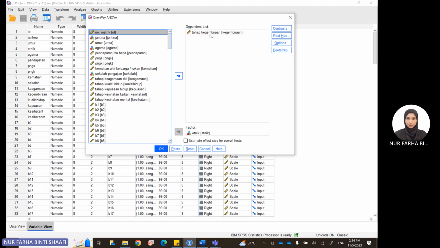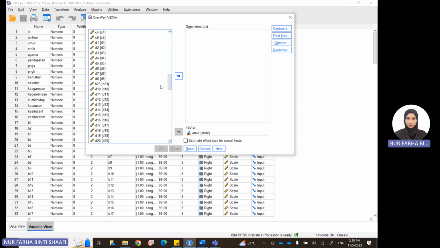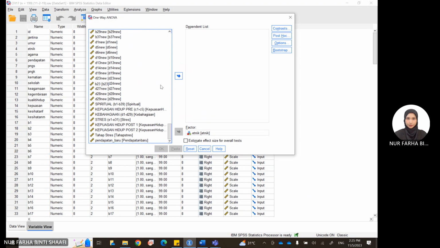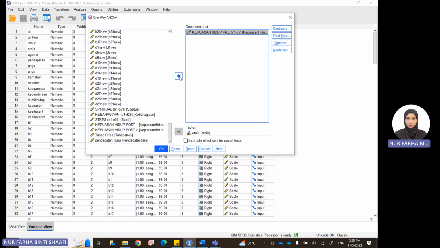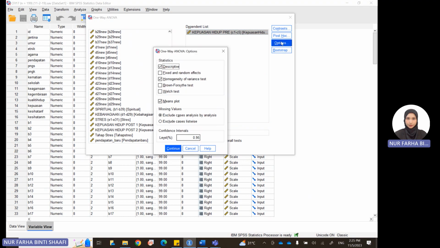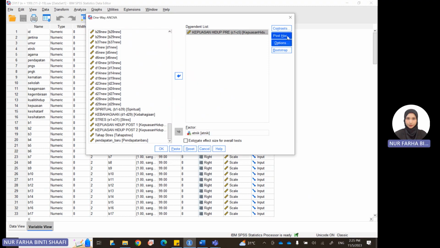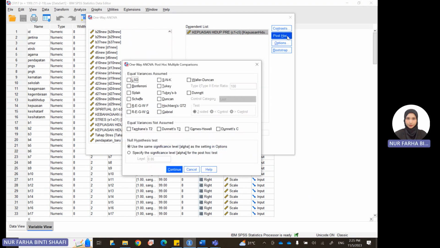Again, your factor is the independent variable. The same thing, ethnic, but the difference is it is no longer level of happiness. You need to find your life satisfaction, kepuasan hidup. So you put it under the dependent list. If you recall, in the first example, you clicked Options, these 3 here. Continue, but now you need to click on Post-Hoc.